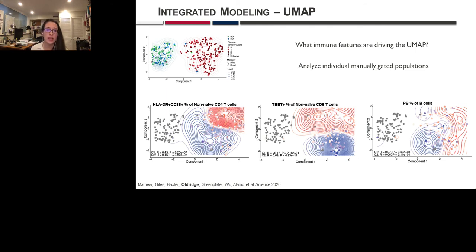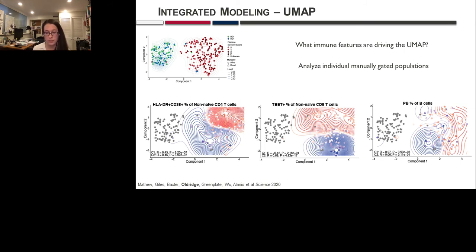In the middle, we are looking at the TBET positive non-naive CD8 T cells. And this population is positively correlated with component 2, but not component 1, which is why you see this sort of horizontal pattern. And the last example, on the right-hand side, is the plasmablasts. And here, the percent of the plasmablasts in the blood are positively correlated with component 1, but not component 2. So you can go through all these individual features and start to understand the global distribution in this immunologic space.